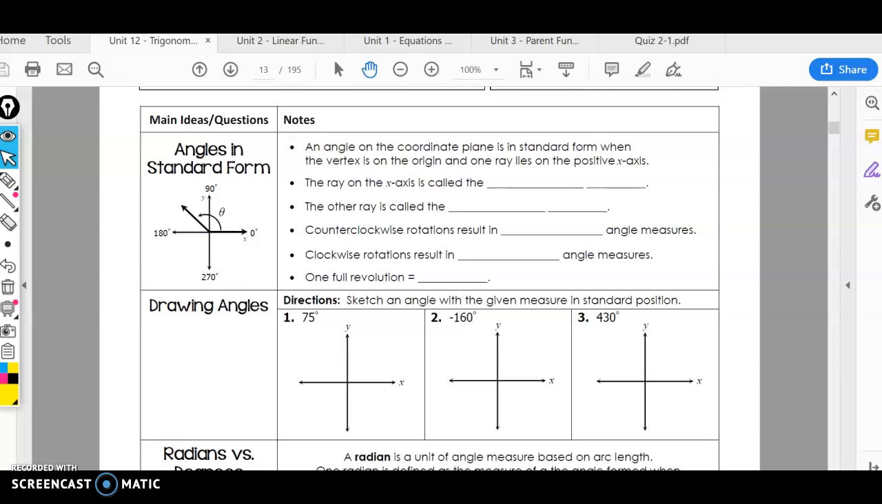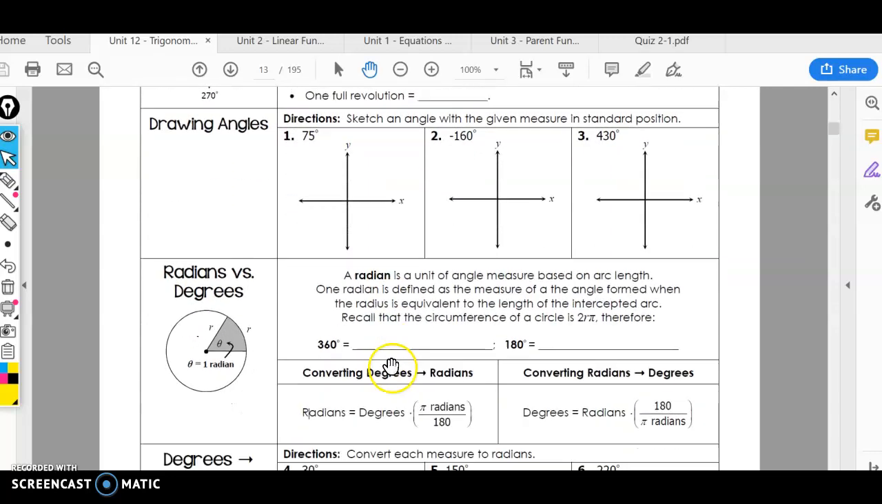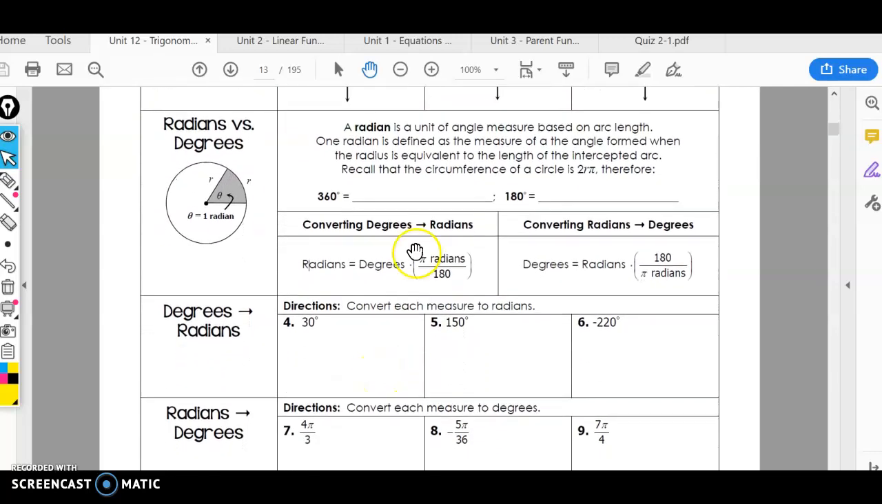Today's video is on Intro to Radians, and we're going to talk about what radians are more in class, and where they came from and what they do. We're going to skip this first part, angles in standard form. That's going to be another video, and we're going to compare radians versus degrees.